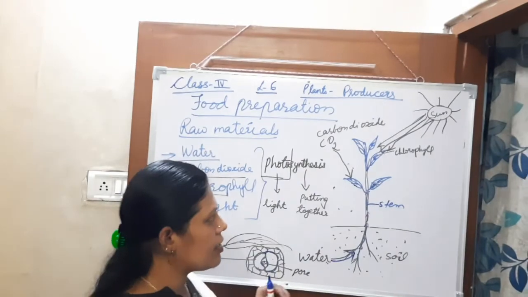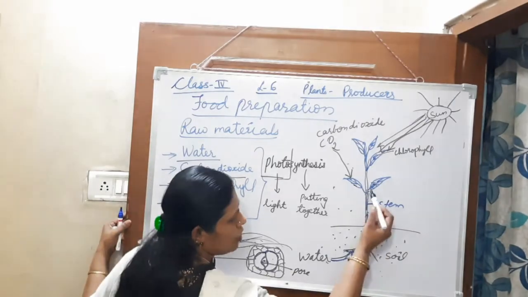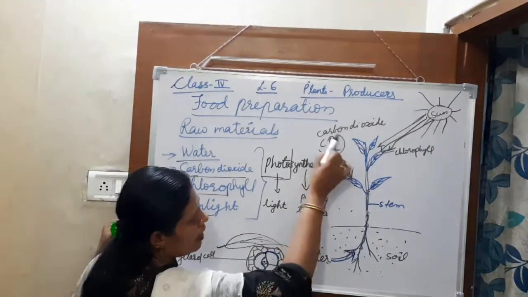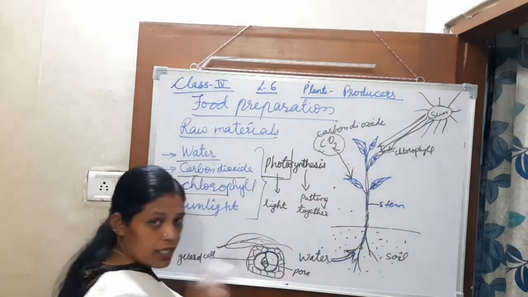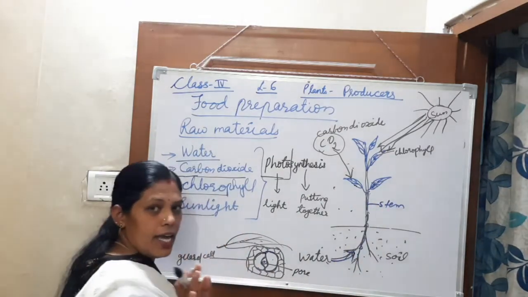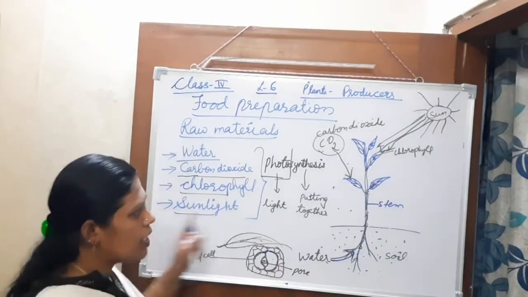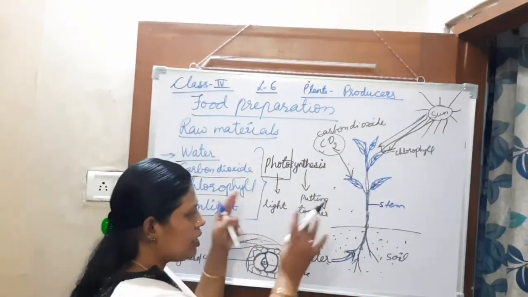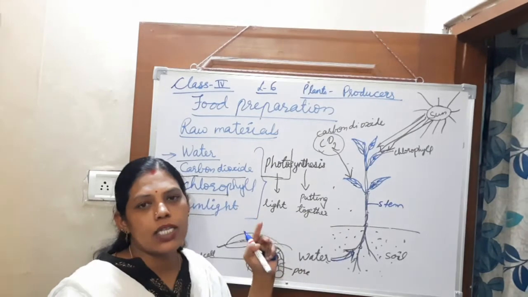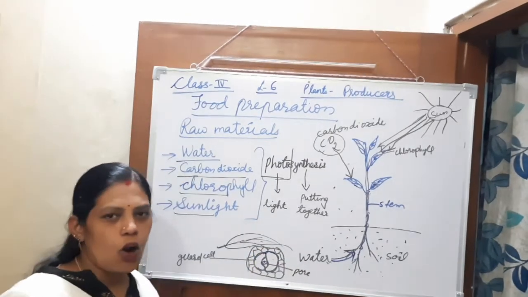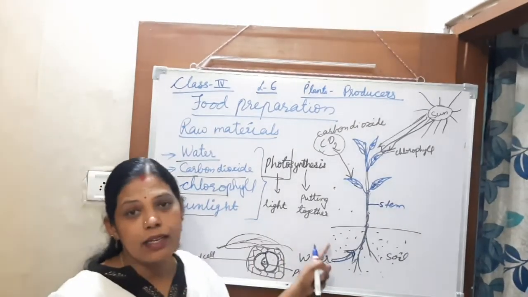So what are the things reaching the leaf? The water absorbed by the root from the soil reaches the leaf. Carbon dioxide from the atmosphere reaches the leaf through the stomata. The leaf itself contains the chlorophyll pigment, which helps trap sunlight. Using all of these together to prepare food is known as photosynthesis. Children, you all understood the raw materials and how they get to the plants.